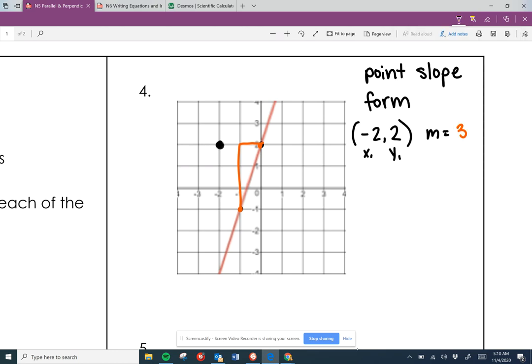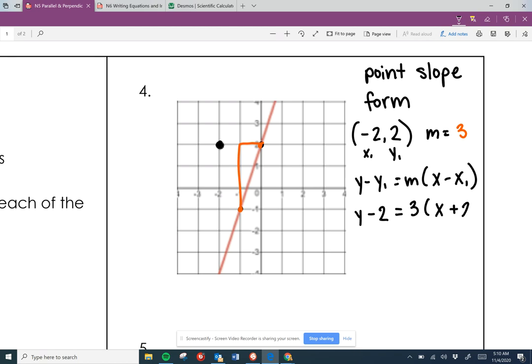Okay, so y minus my y1, which is 2, equals 3 times x, and then this would be minus negative 2. My x1 is negative 2. Then the most simplified way to write that is going to be a plus. Okay, let's go down to the next example.